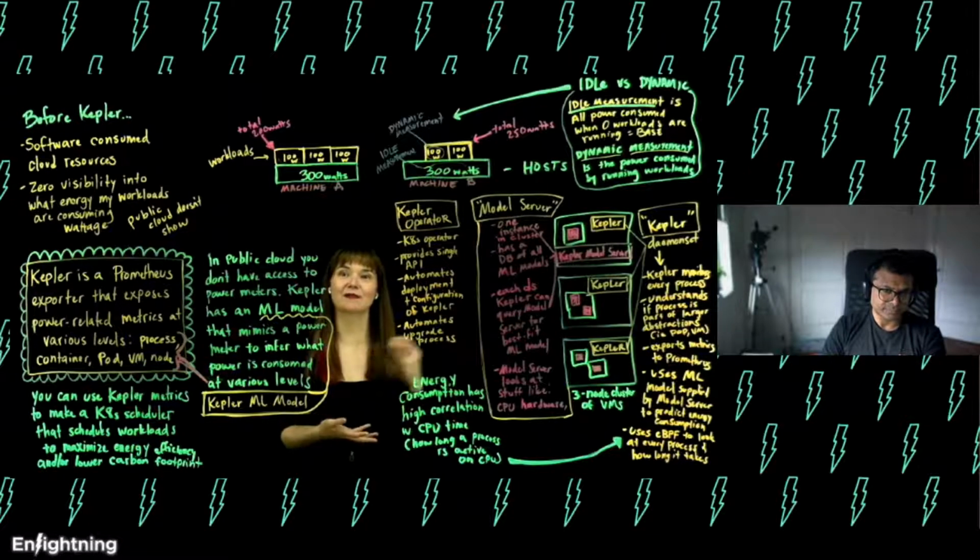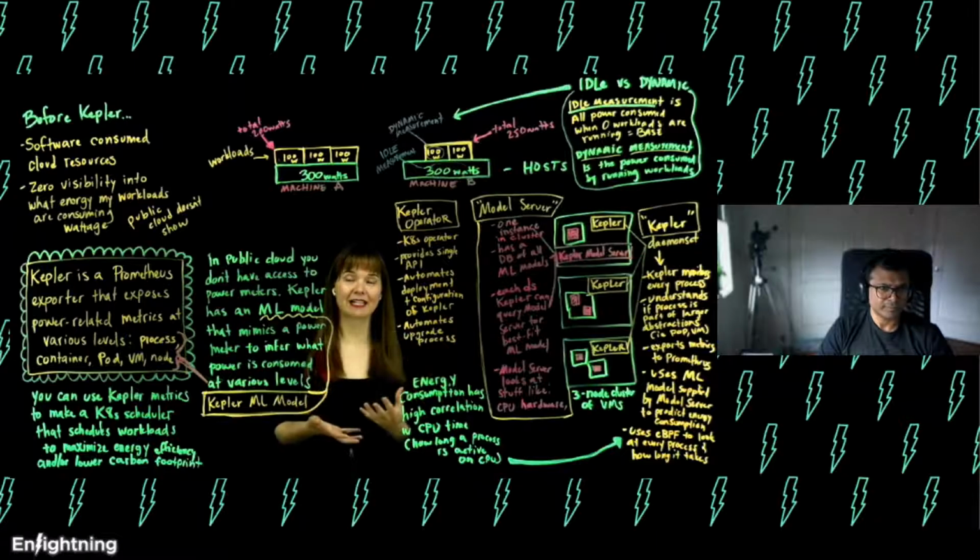It's all abstracted away, so the public cloud doesn't show power usage, and there's zero visibility into what wattage, what energy your workloads are consuming. So then we have Kepler. Kepler is a Prometheus exporter. It exposes power related metrics at various levels: process, container, pod, VM, and node levels. It understands all of those.